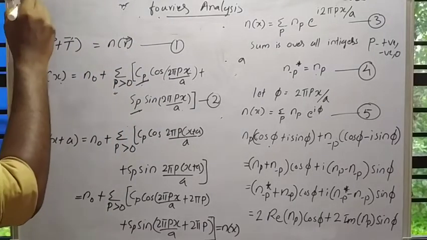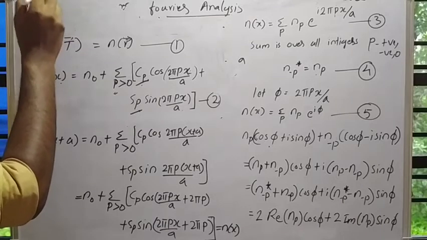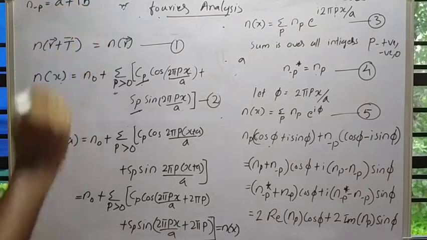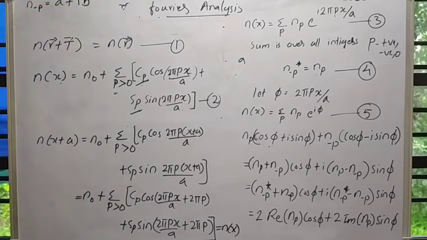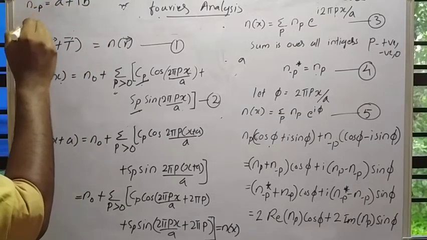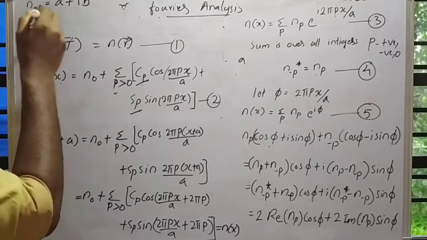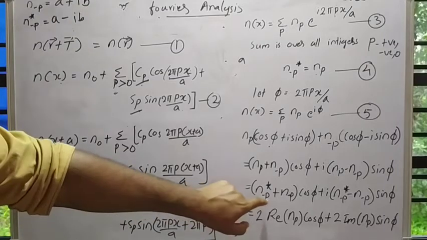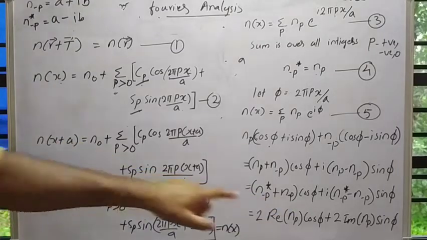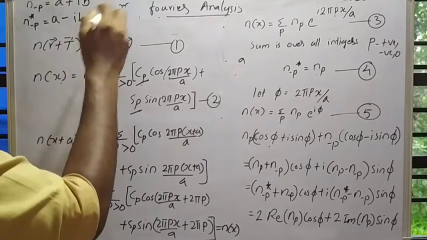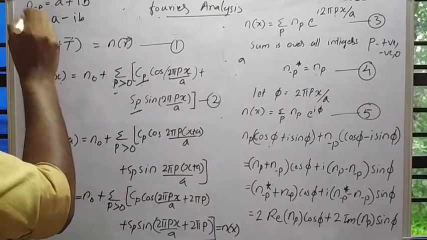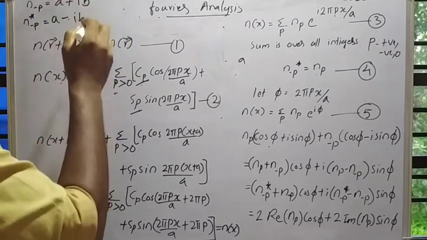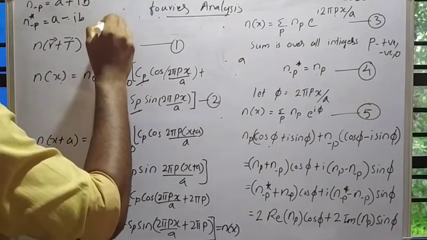Let me consider n minus p equal to a complex number a plus ib, and n minus p star is equal to the complex conjugate a minus ib. When I add n minus p and n minus p star, I will get 2a. This plus this one will provide the value 2a.